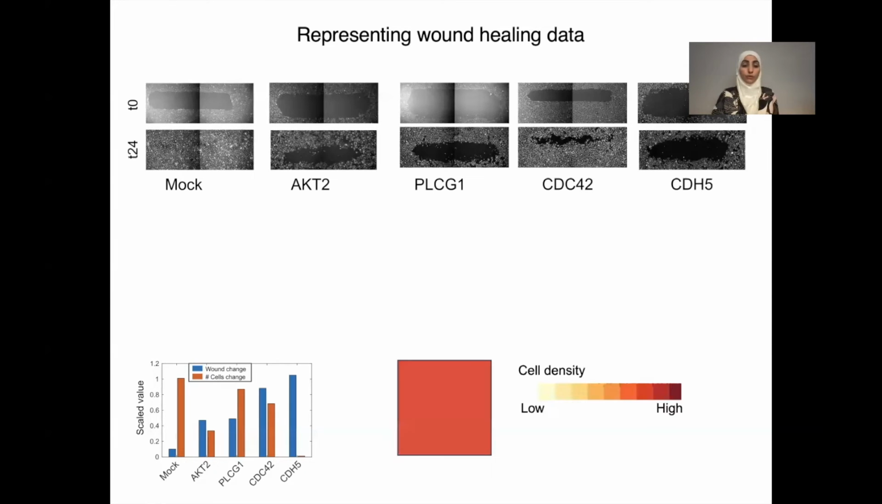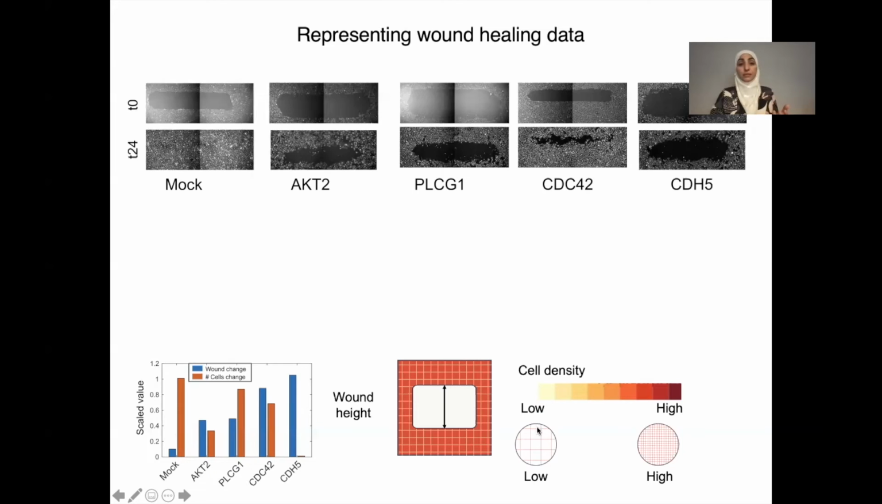Using ShapoGraphy, I created a square to represent the well, and the density of the cells is represented by the color. The darker the color, the more cells there are. I created a rectangle to represent the wound height. And the same information, cell density, can be represented by multiple visual elements. So here I'm adding it for comparison. The more dense the mesh here, the more cells there are.